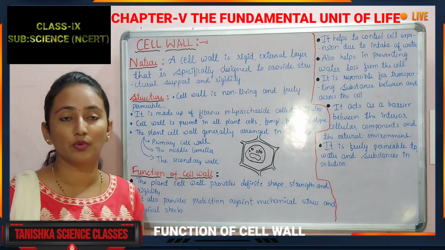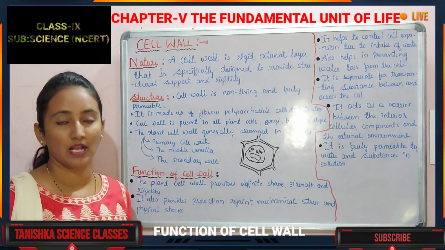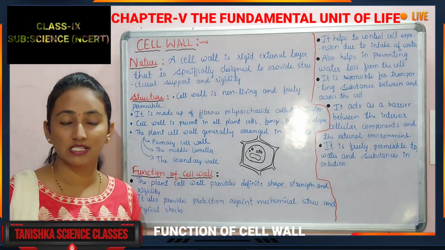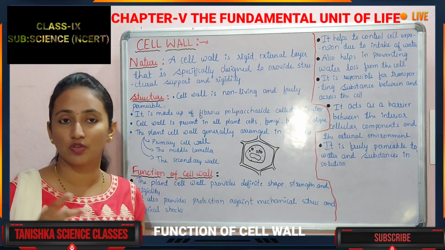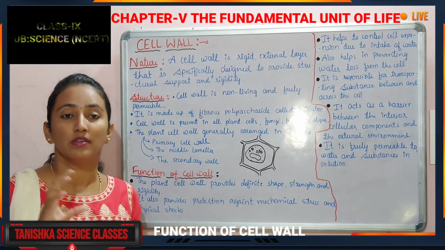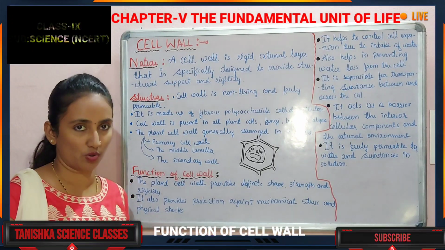So who will protect from that? Cell wall protects the plant from mechanical stress, like physical shocks I have said. So what are the physical shocks? Like in the winter season, there will be very cold weather, and in the summer season, so much heat will be there. So all these we can say are physical shocks. So the cell wall helps to protect the cell from all those physical shocks.